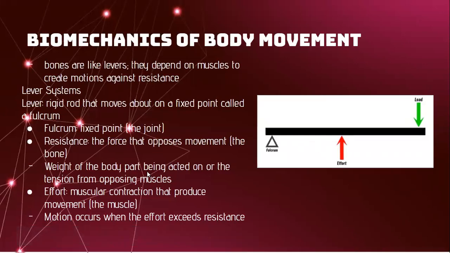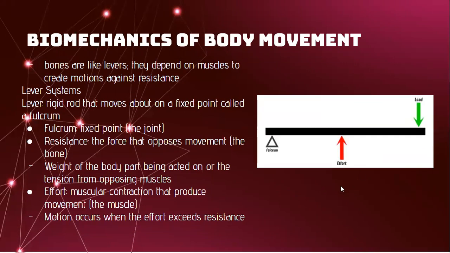Then we have the effort, which is the muscular contraction that produces movement, which is the muscle. Here it's the red arrow, effort, going up. The load and the effort are always going to be in opposite directions because they're working against each other. The effort is trying to produce movement, but the load is resisting movement. So they always work opposite of each other.